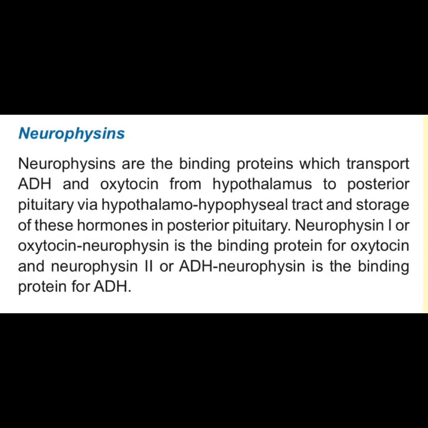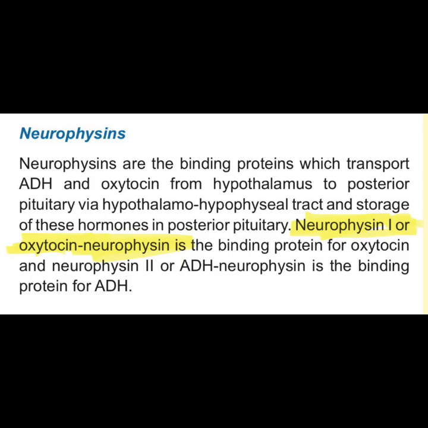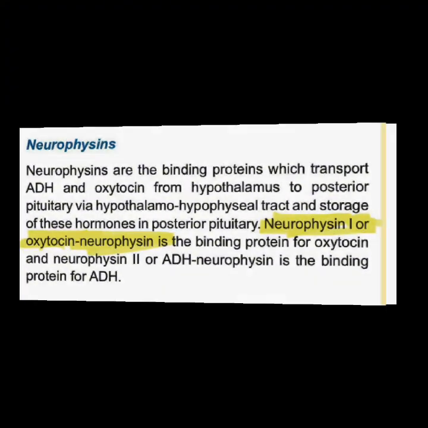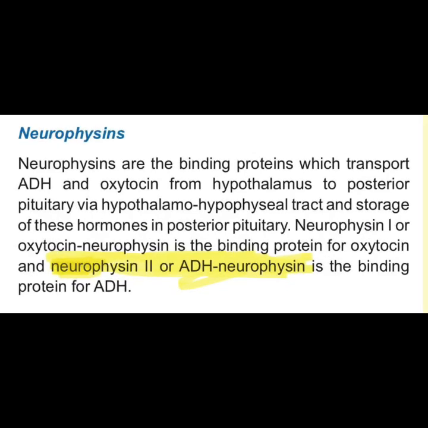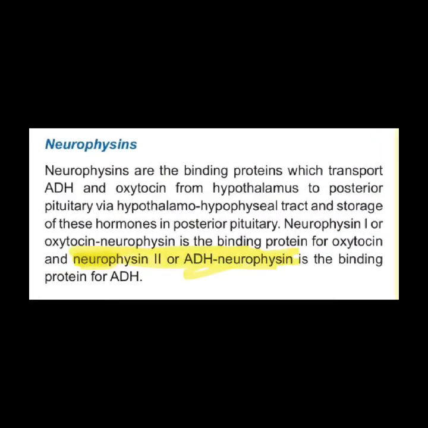Neurophysin. Neurophysin proteins are binding proteins that bind to the hormone that is secreted and transport it to the posterior pituitary gland. When oxytocin binds to neurophysin 1, it's called the oxytocin-neurophysin 1 complex. So before they travel through the tract and get stored in the posterior pituitary gland. As for ADH, it binds to neurophysin 2 and gets transported, forming what we call the ADH-neurophysin 2 complex. So both of them are transported and stored in the posterior pituitary gland.